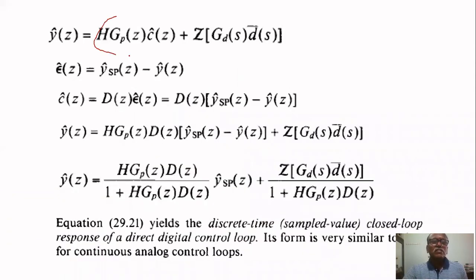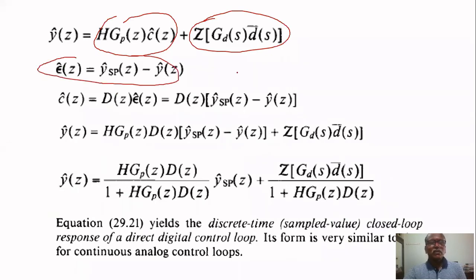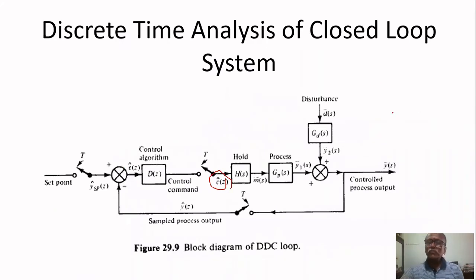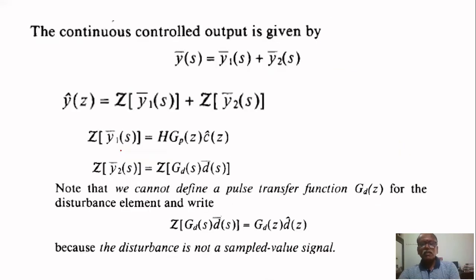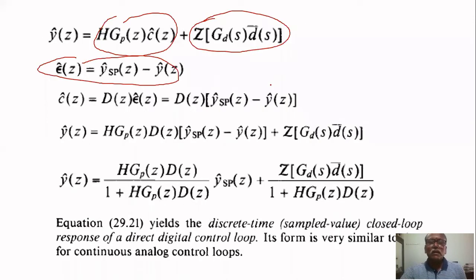So we can write HGP(z), C(z), and the Z transform of Gd(s)D(s). So what is E(z)? In that, we are going to find the closed loop response of that system. That's why we have to find the error. We have the sampled values of Y, that is the output. So we find the difference between Y set point of Z and Y of Z, multiplied by D of Z.